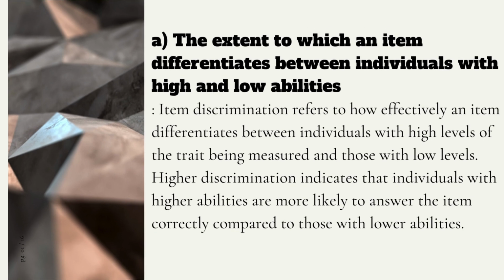Answer: A. The extent to which an item differentiates between individuals with high and low abilities. Item discrimination refers to how effectively an item differentiates between individuals with high levels of the trait being measured and those with low levels. Higher discrimination indicates that individuals with higher abilities are more likely to answer the item correctly compared to those with lower abilities.